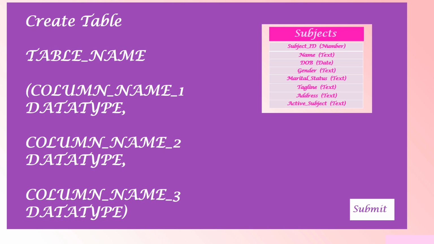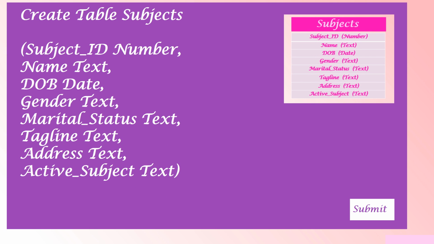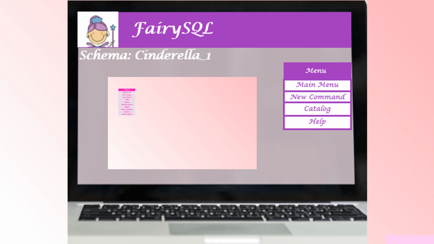So now if we look at the create statement again, we would be able to fill in all of the data types. For the most part, we would have text. We'd also have one number and one date. At this point, we could hit submit. And voila, the subjects table has been created in the Cinderella 1 schema.